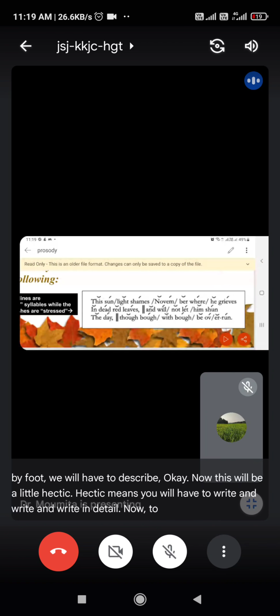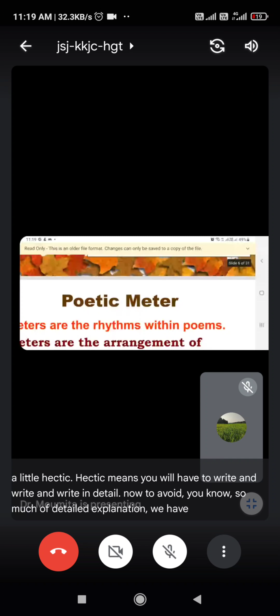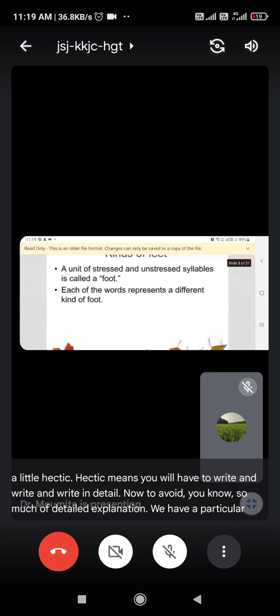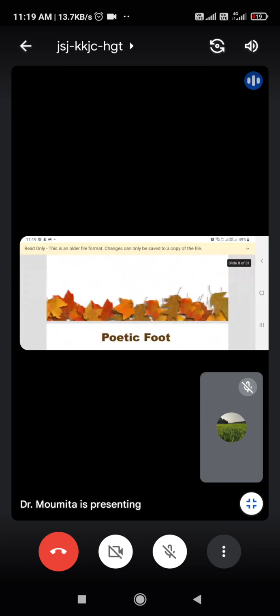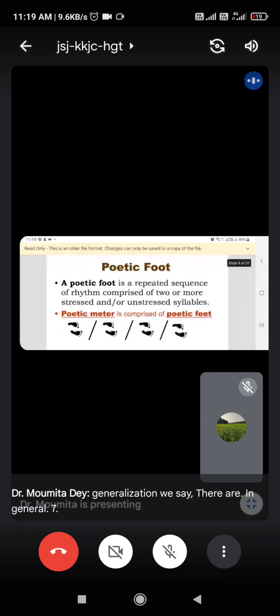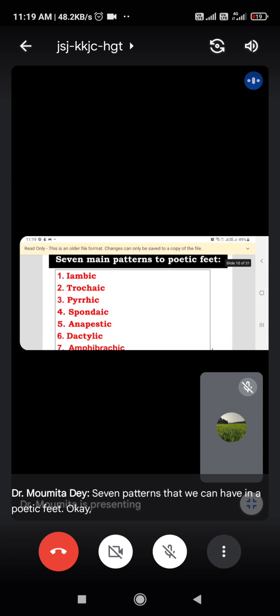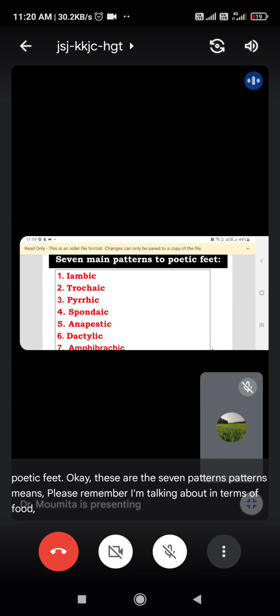Now, to avoid so much detailed explanation, we have a particular name. In all, we have made 7 feet. These are the 7 patterns. Patterns means, please remember, I'm talking in terms of foot.